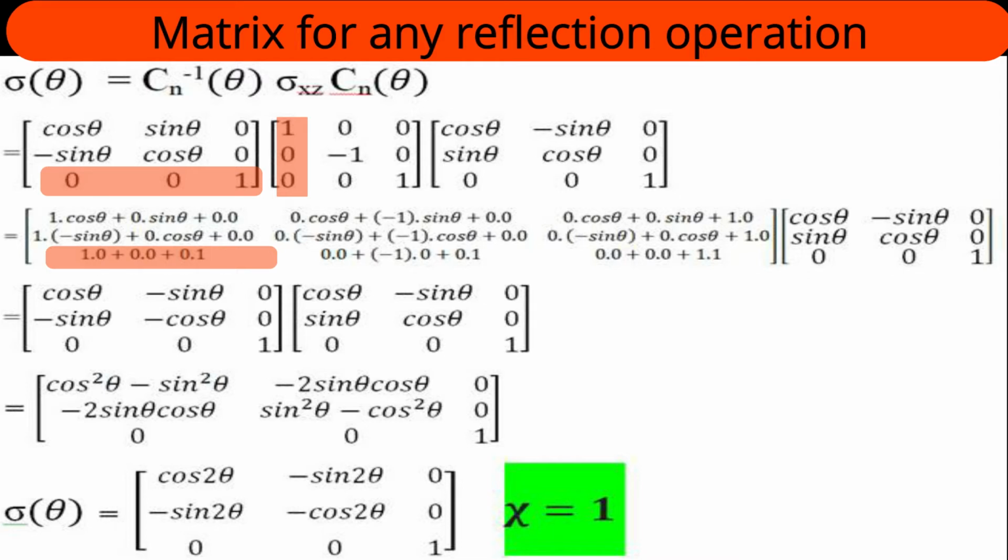1 into 0 plus 0 into 0 plus 0 into 1. To generate A32: 0 into 0 plus minus 1 into 0 plus 0 into 1. Now the last element, that's A33, can be obtained by multiplication between the third row and the respective elements of the third column of the second matrix. Means 0 into 0 plus 0 into 0 plus 1 into 1.